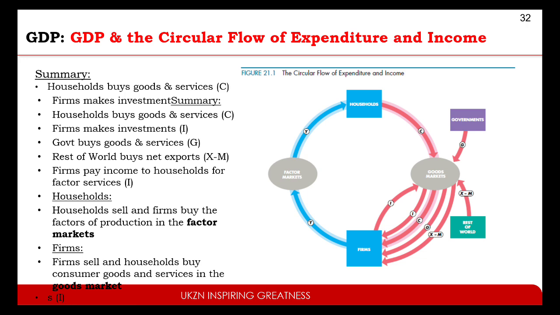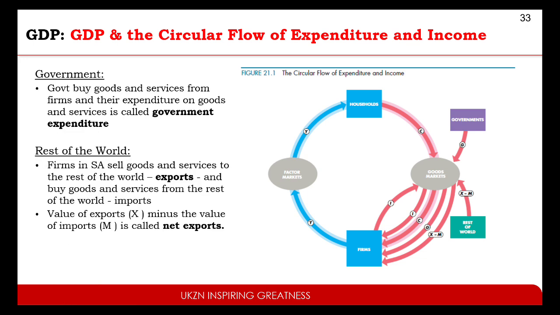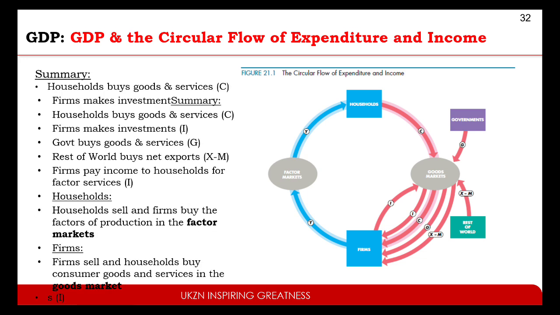Now, summary. This whole circular flow of expenditure and income is extremely important because you're going to use this to calculate GDP. I got confused about these arrows and all that because it doesn't make so much sense, but I'm going to try to make it make the most sense possible. If you picture money, wherever the arrow goes, the money flows in that direction.